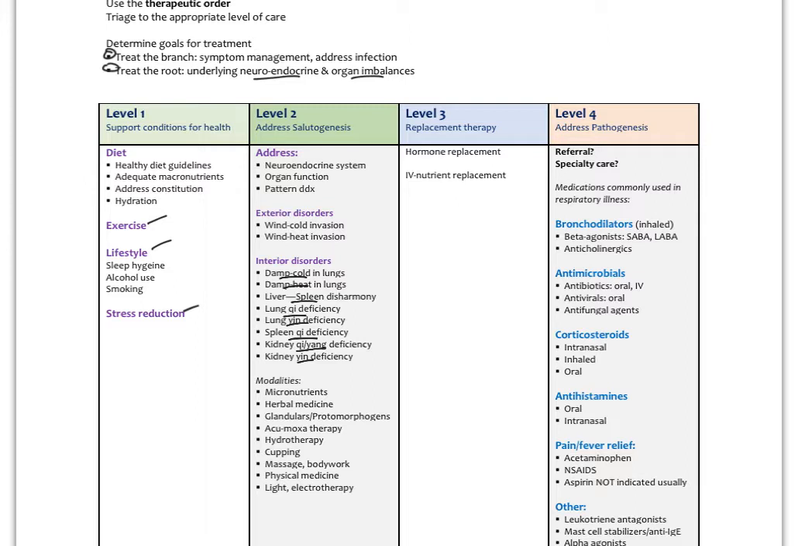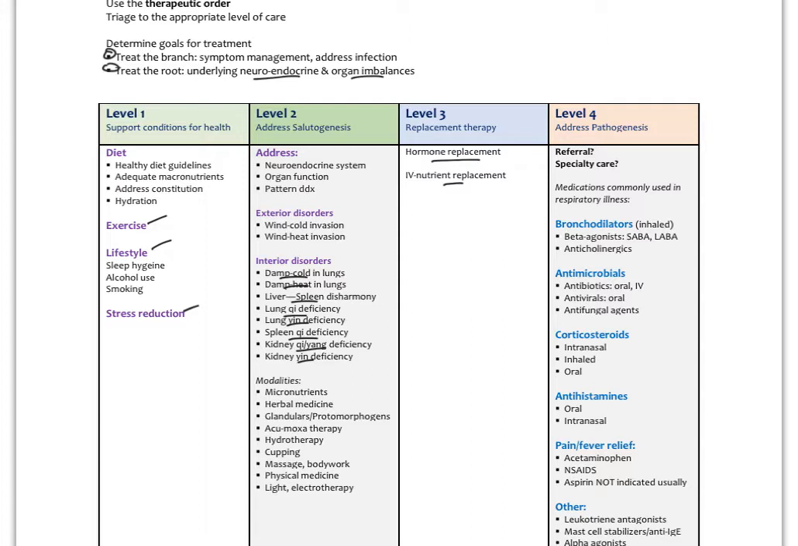Not a lot of need for level 3 unless a person needs some sort of hormone replacement therapy like for low thyroid. IV nutrient replacement is controversial in terms of how beneficial that would be here. I find there's maybe a need for that in some of the malabsorption syndromes and gastrointestinal disorders like celiac, but in this case, people are usually getting adequate nutrition, and the need for intravenous vitamins is a bit controversial.